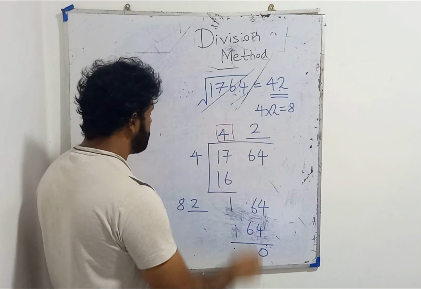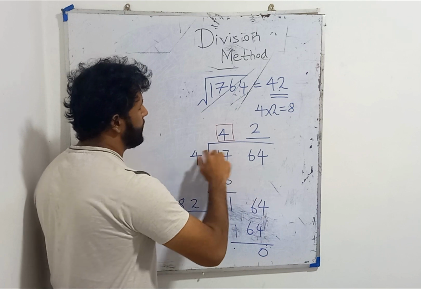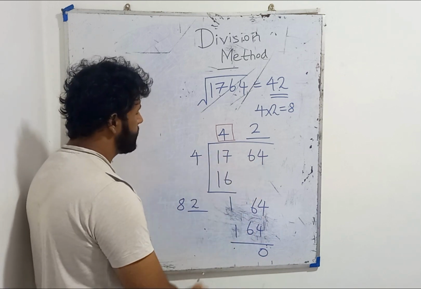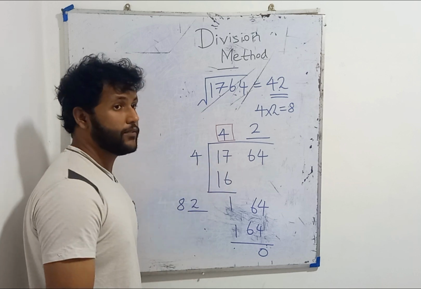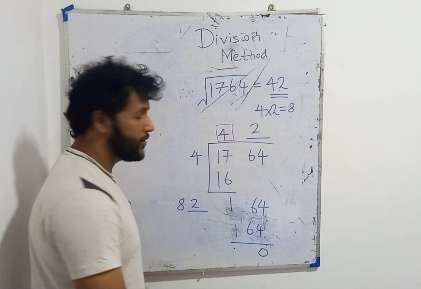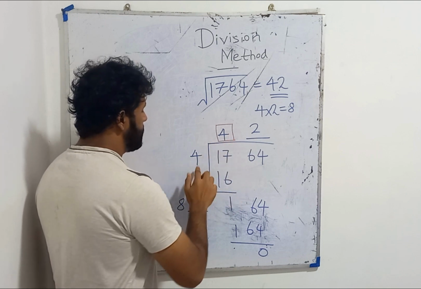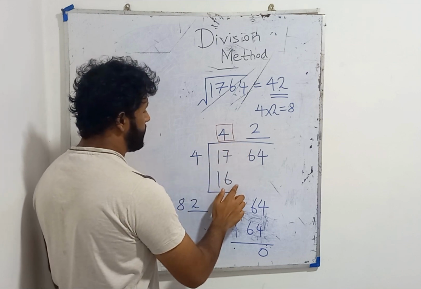Then consider the left side. The closest number to 17 that is a perfect square is 16. Then 4 into 4 is 16.